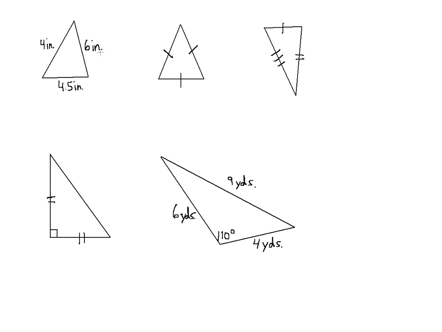Welcome back. We want to classify these 5 triangles with as much information as possible. So let's take a look at the first one. This first triangle, we have 3 sides that are 3 different lengths. Anytime we have a triangle with 3 different lengths for the sides, we have a scalene triangle.